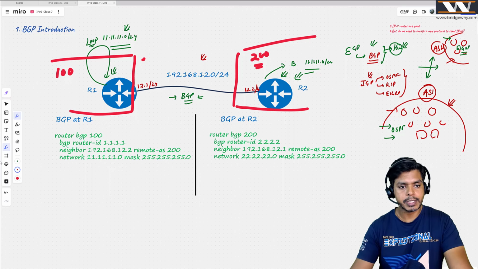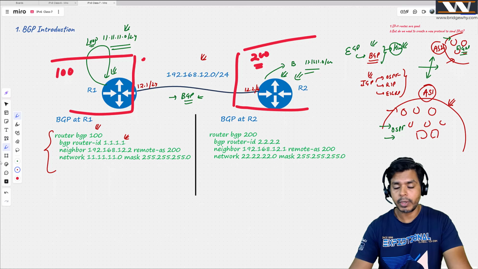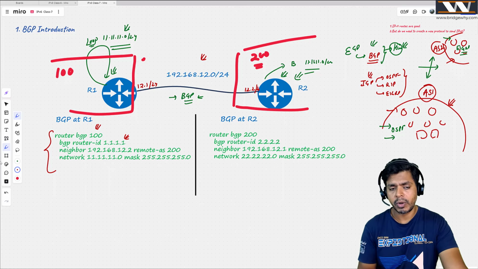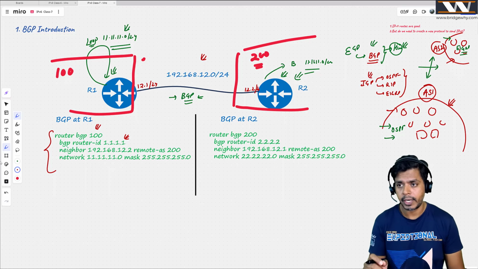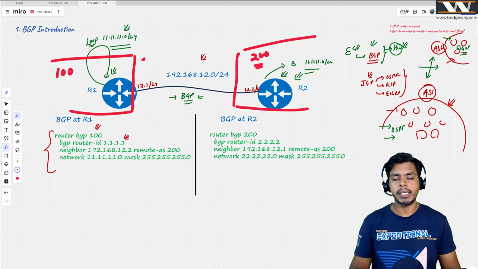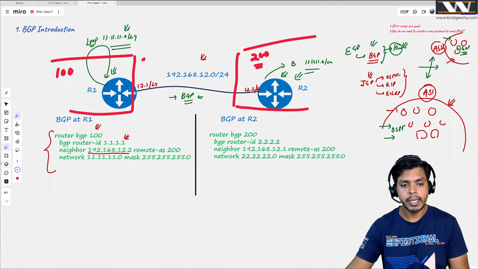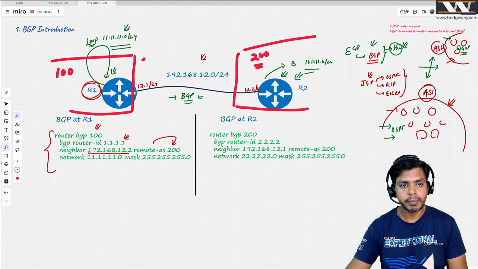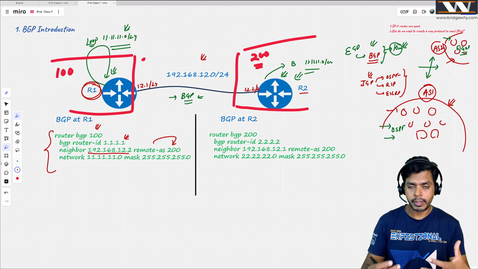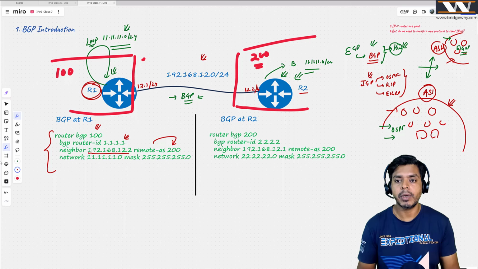If that is the case, the configuration is simple. At R1, I need to write router bgp 100. We need to define the router ID. It should not be routable. It can be, but we do not need it routable because it is just identifying router number 1. As simple as that. Then wherever we want to make the neighborship, we have to define that neighbor, and that neighbor is 192.168.12.2. Remote AS is 200. Why? Because R1 wants to make a neighborship with R2, and I advertise or receive routes from my neighbors.